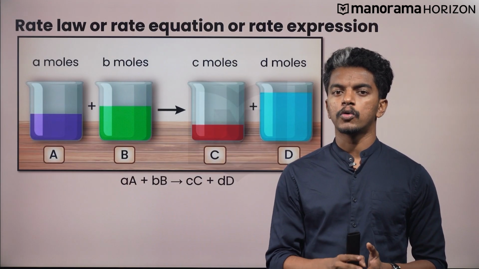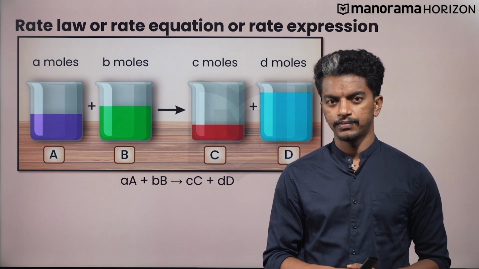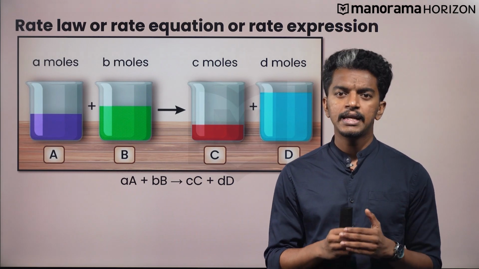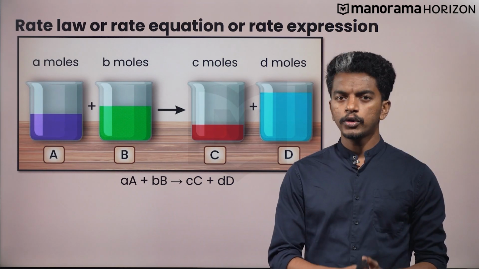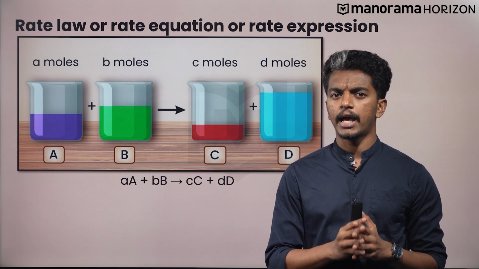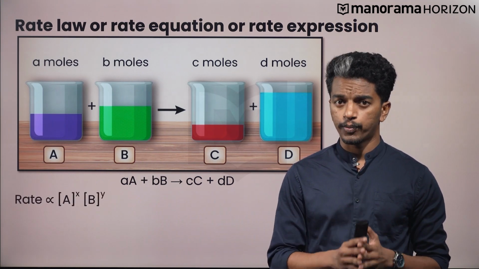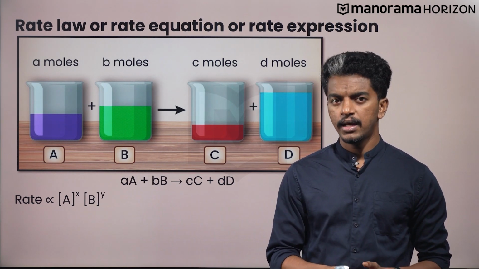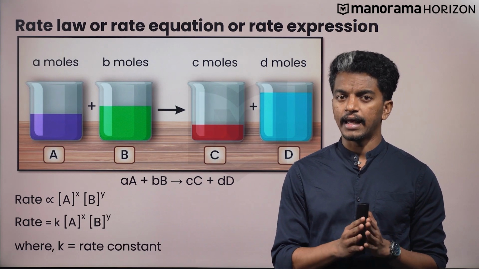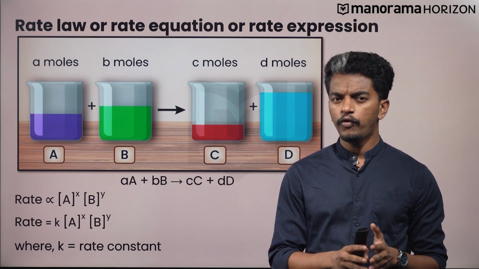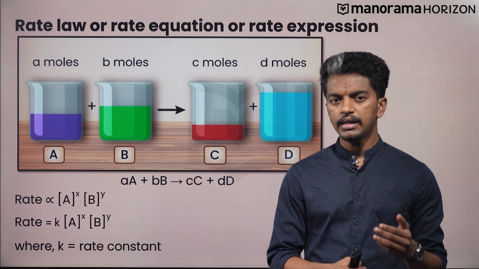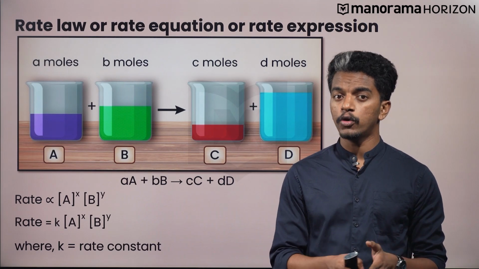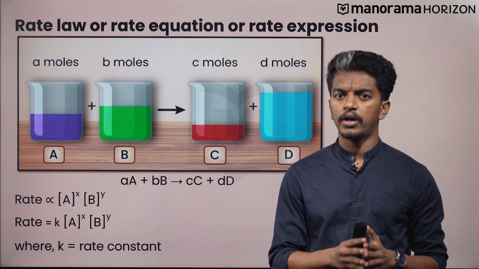Now, we will look into the concentration dependence on the rate of reaction. The dependence of reaction rate on concentration of reactants and products is represented as a rate law. For the reaction displayed here, the rate equation can be written as rate is directly proportional to the concentration of A raised to x and B raised to y. That is, rate equals k [A]^x [B]^y, where k is called the rate constant. Here the x and y may or may not be equal to the stoichiometric coefficients a and b of the reactants. This expression is called the rate law.